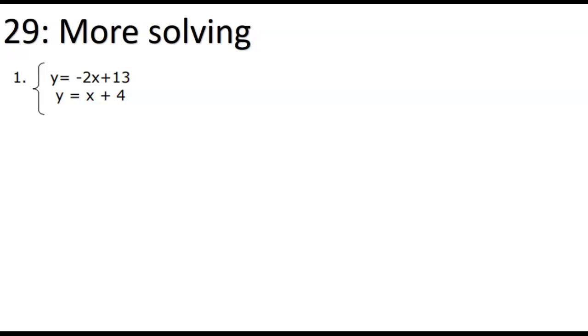And the answer is a point. If I graphed these 2 equations, they would make 2 lines, and this is the intersection point for those 2 lines. That's what you're finding when you are solving a system. You are finding the intersection point.